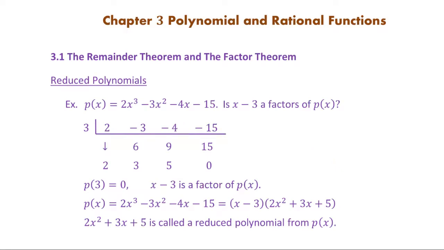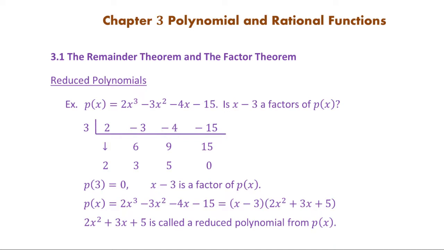Okay, and the next thing we talk about is called the reduced polynomial. When you divide a polynomial by another polynomial, you get a quotient. If you get a 0 for the remainder, that actually means you factor the polynomial, the dividend. And what you get in the factorization is called reduced polynomial. So let's just do one example of reduced polynomial.